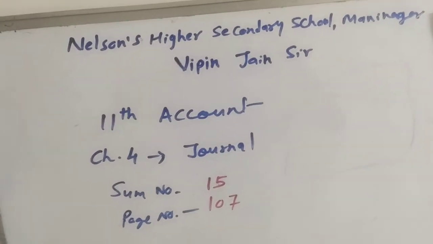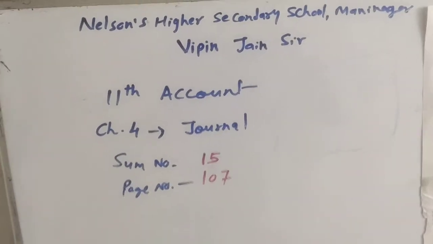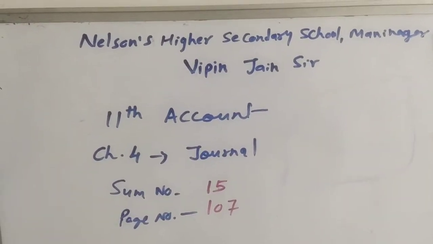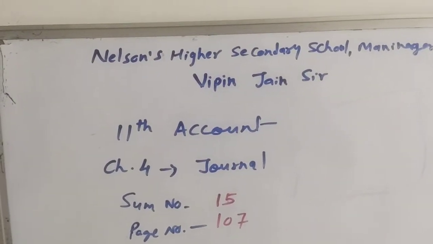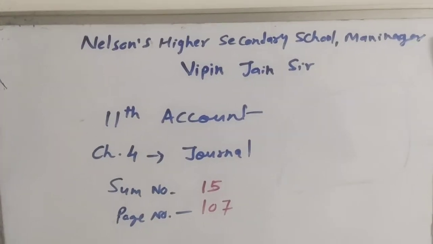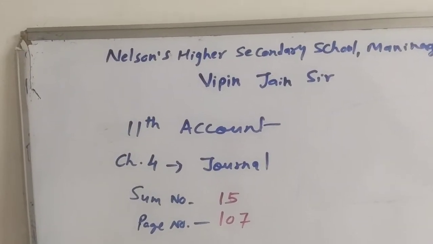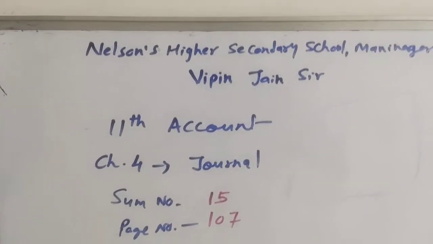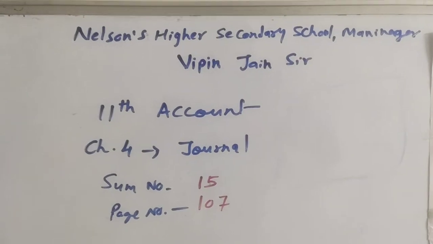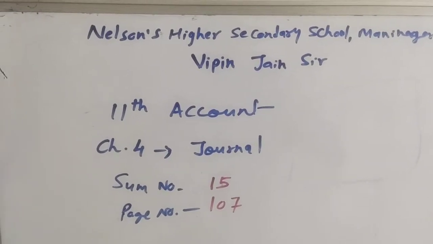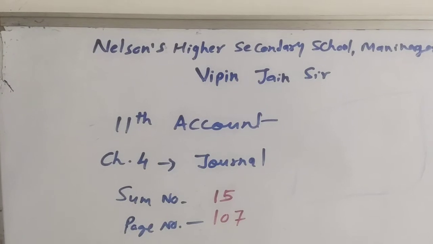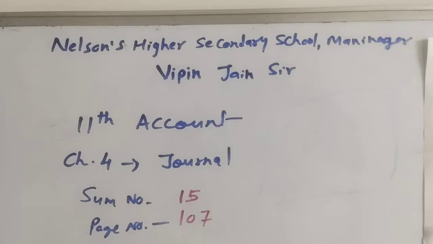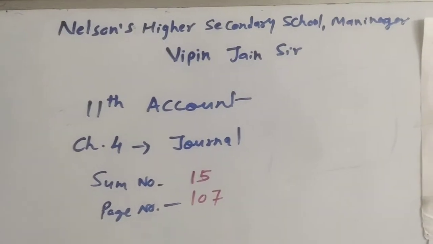In this video we will be solving sum number 15 of journal, chapter number 4, page number 107. Now this sum is a little bit different from other sums. What is the difference? Here they have already given us the journal entry. We just need to give the narration of the transaction of that entry. Based on the entry we have to identify the narration, we have to find out what could be the narration for the particular transaction for which the entry has been passed.